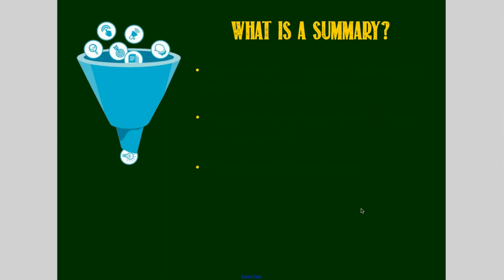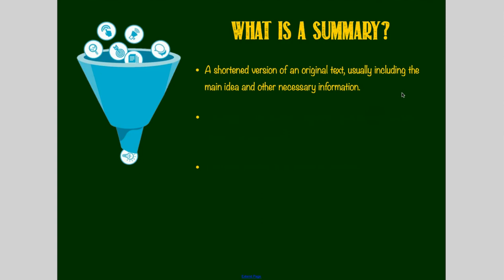First, it'll be helpful to know what exactly is a summary. A summary is a shortened version of an original text. It usually includes the main idea and other necessary information. The length of the summary depends upon the material that needs to be condensed or shortened. So if you're summarizing an entire book, you might have a summary that's a page long. If you're summarizing a paragraph, you might only need one sentence. It's going to differ depending on what your original source was.